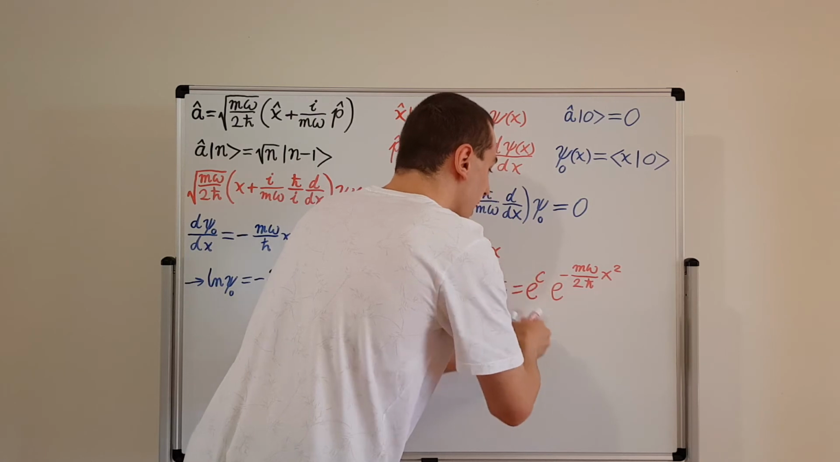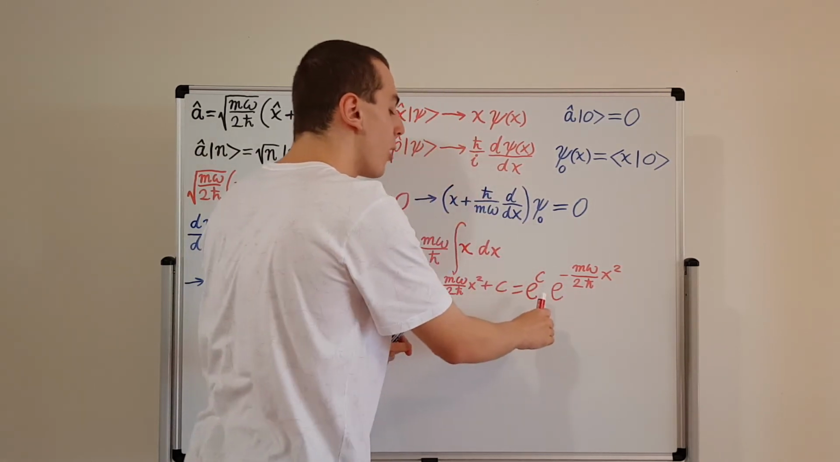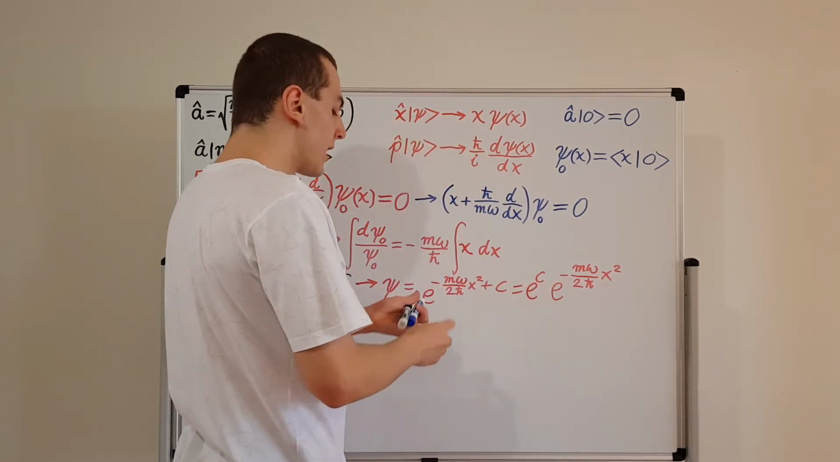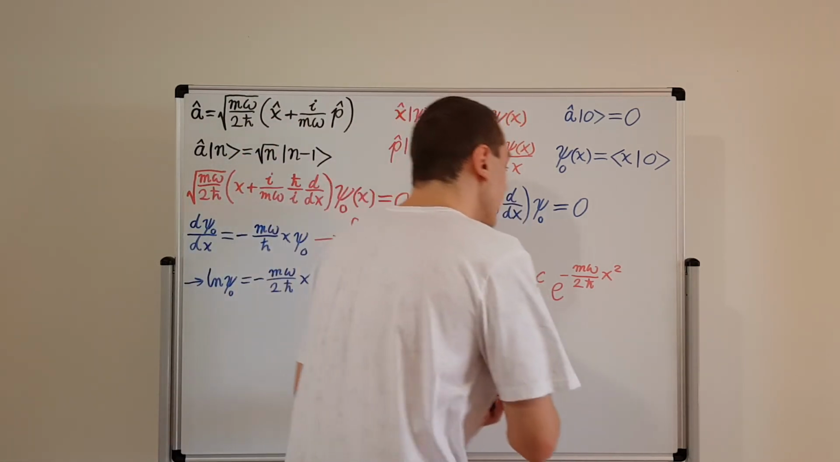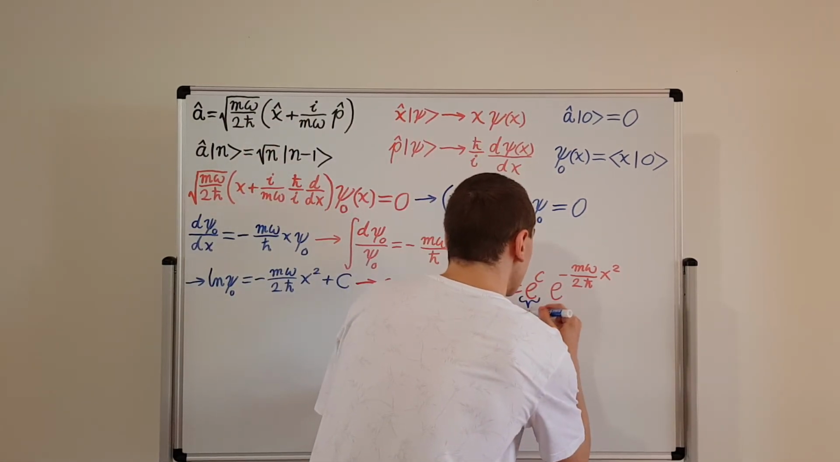Have a look at this coefficient out the front. We have e to the power of some constant c. We can write that as just another constant. So we can write this as another constant. We can call that constant a. Right?